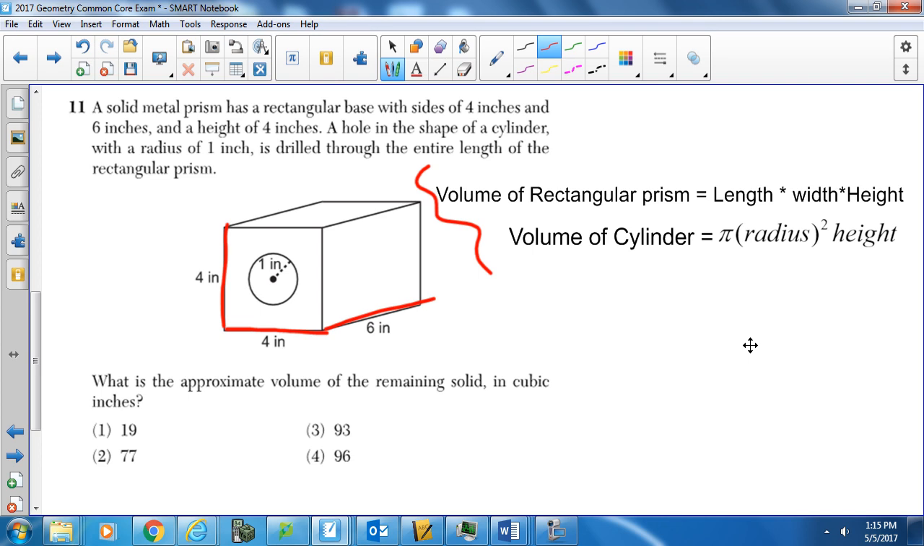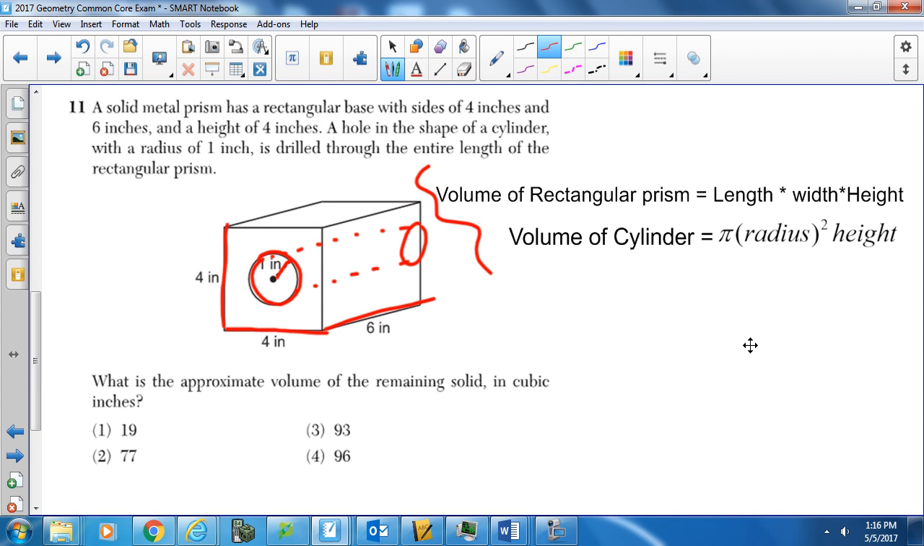All right, a hole in the shape of a cylinder with a radius of 1 inch is drilled through the entire length of the rectangular prism. So you have to imagine that something was drilled, but it went all the way through to the back. Okay? Now, what is the question? It says, what is the approximate volume of the remaining solid in cubic inches?